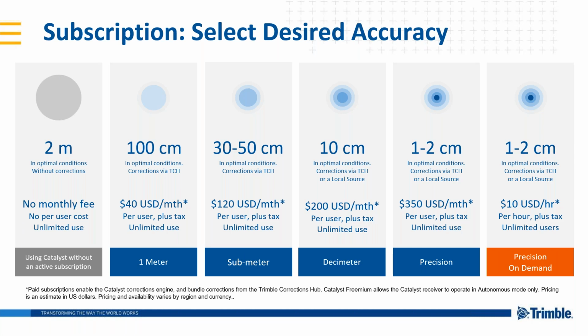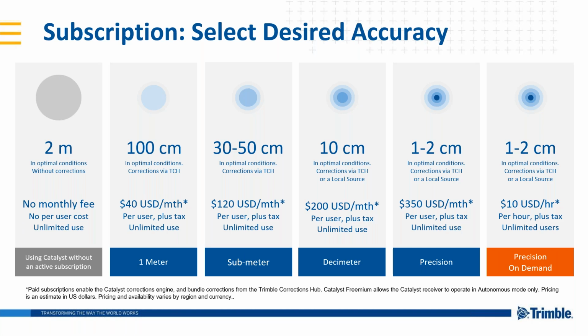And again, the prices that are shown there are in US dollars, and that is just an indication as to what the price will be per month in your region. And then the option that's on the far right there in the orange is the same level of accuracy as the precision monthly subscription, but instead of subscribing monthly, this is more of an on-demand model where you buy a block of hours and pay as you go.